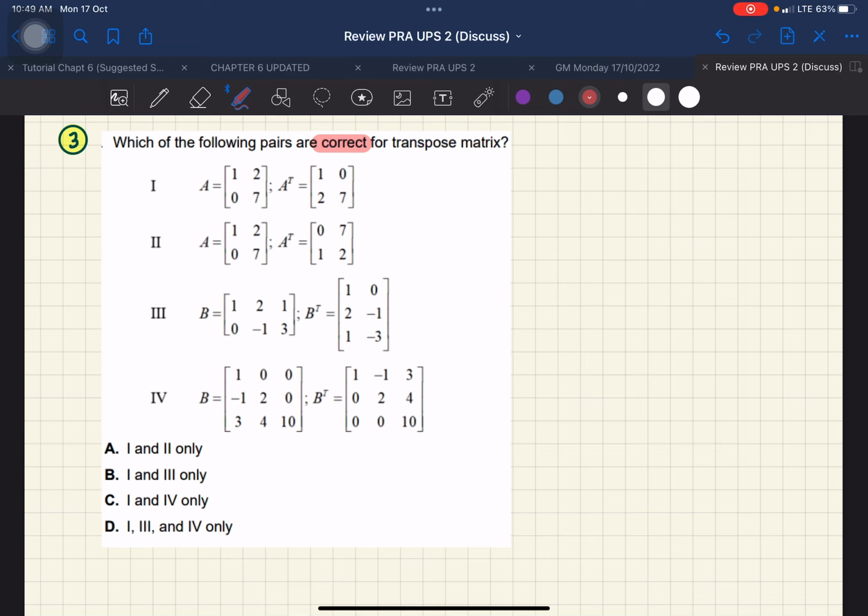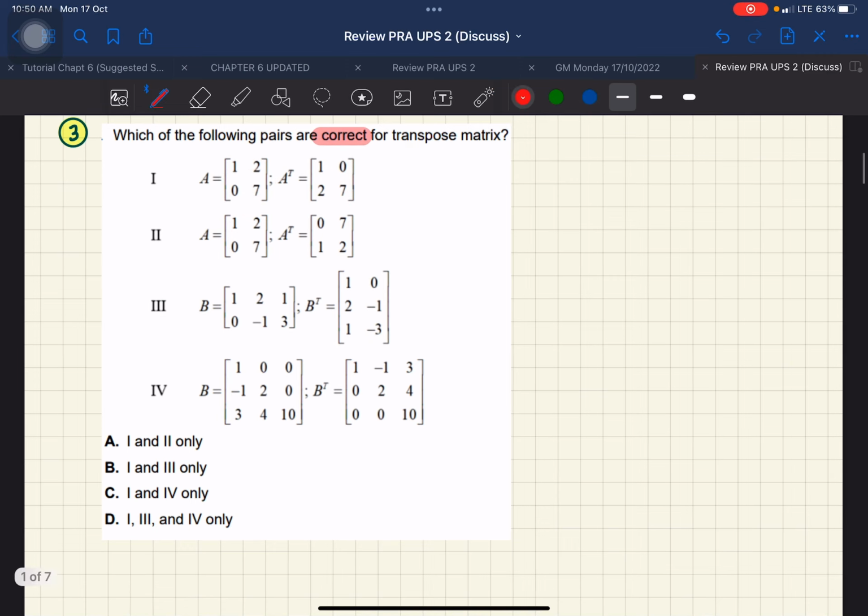So untuk yang pertama, kita ada 1, 2. Tukar jadi 1, 2 kat sini. Okay, and then we have 0, 7 as a row. Now it's become 0, 7 as a column. So number 1 is correct. So number 1 betul. Okay, kalau tengok kat sini, semua ada number 1. So memang number 1 tu betul lah.